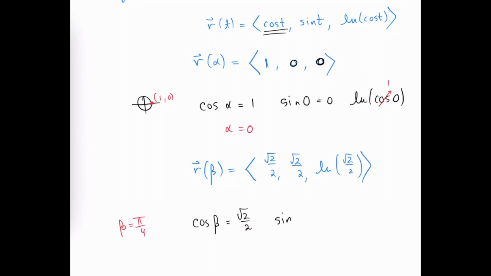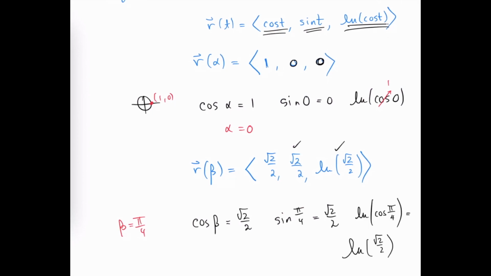Would pi over 4 plugged into the y component also yield the output rad 2 over 2? Yes, it does. Would pi over 4 plugged into the z component also yield ln rad 2 over 2? Yes, it does. So we've determined that our limits of integration are from 0 to pi over 4.